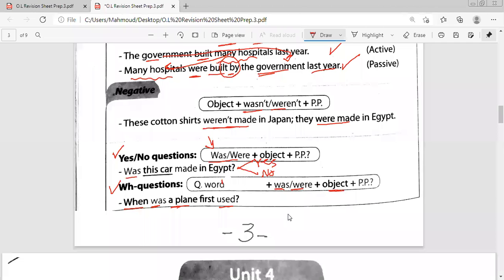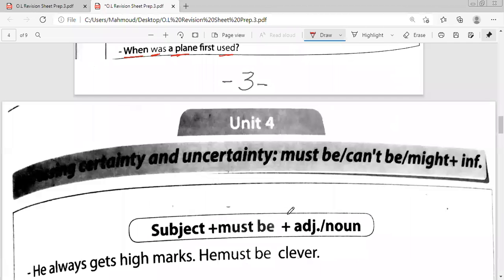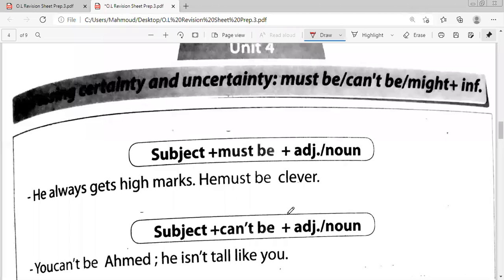And so on. In Unit 4, we studied how to express certainty and uncertainty. Okay? How to express certainty. It means something when you are sure, and uncertainty, you are not sure. Certainty means that you are sure about something. But uncertainty, it means you are not sure.